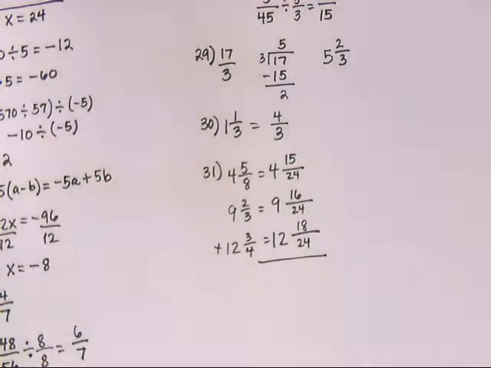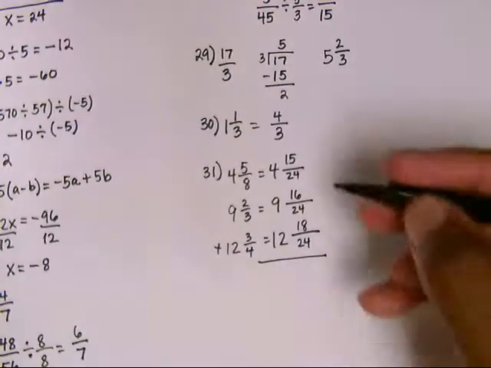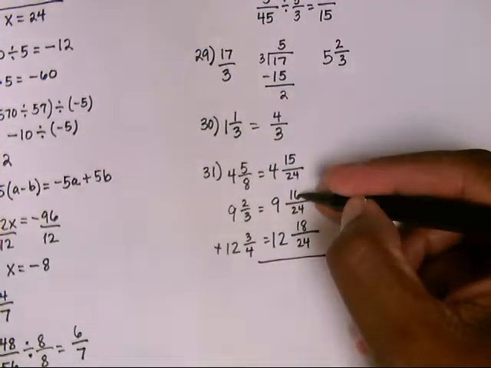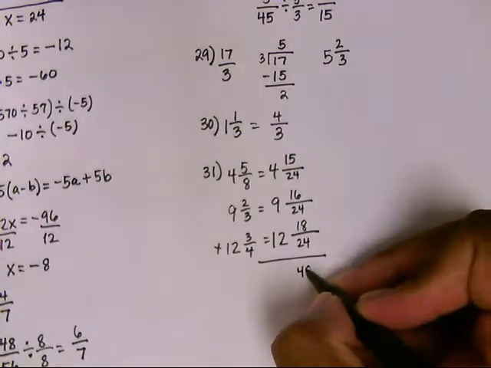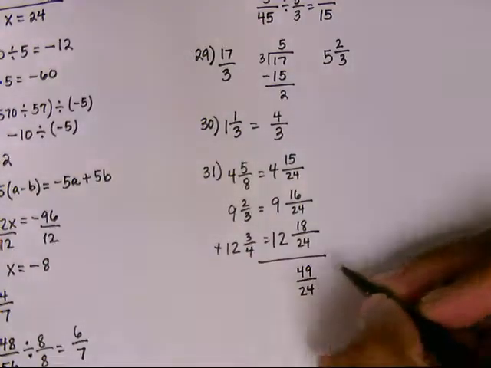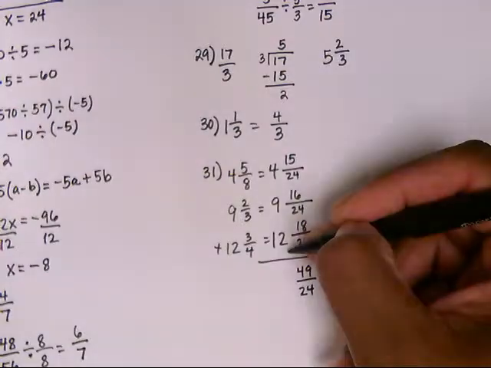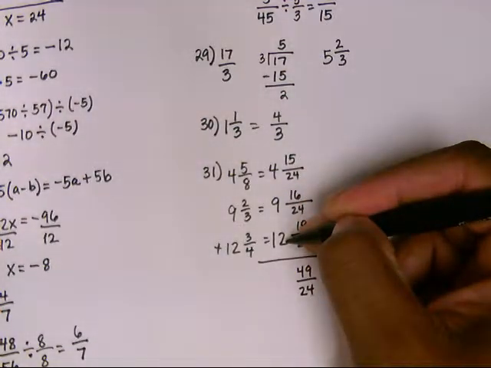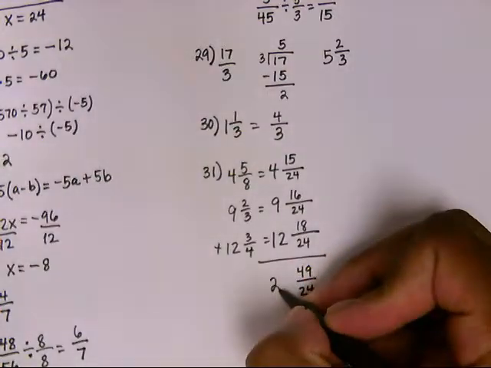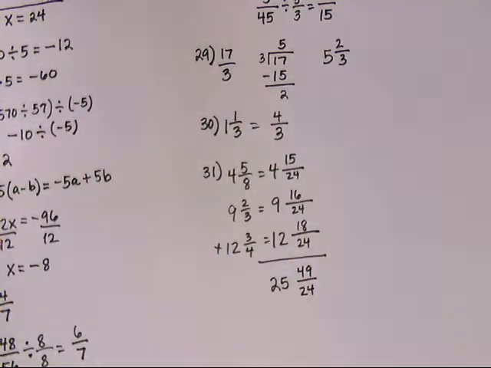Now we add our numerators and keep the same denominators here. 15 plus 16 is 31. 31 plus 18 will be 49 over 24. And then add the whole numbers. 4 plus 9 is 13. 13 plus 12 is 25. So we got 25 and 49/24.